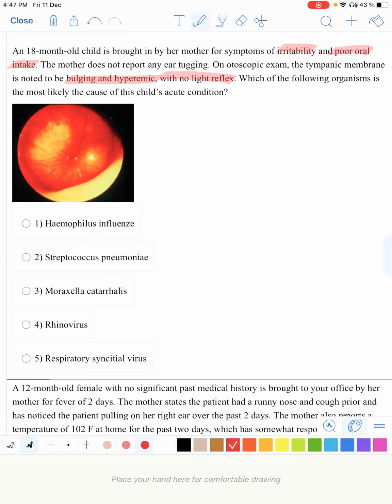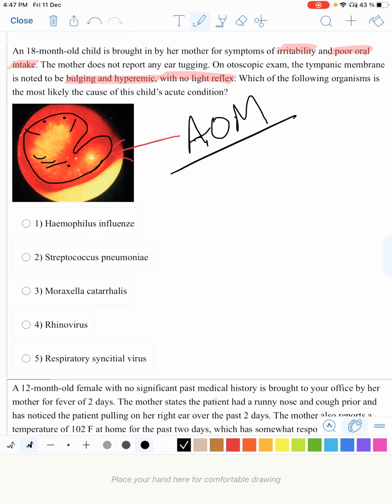The same question, but they modify it, and examination again reveals that the tympanic membrane is engorged, pars tensa and pars flaccida both, and the blood vessels are appearing here, and it is red in color. It means that there is a case of acute otitis media, and the cause of acute otitis media is Streptococcus pneumoniae, followed by Haemophilus influenzae, followed by Moraxella catarrhalis.